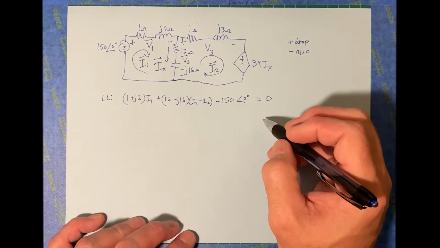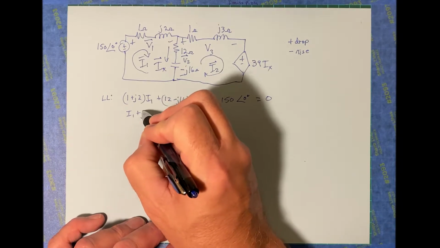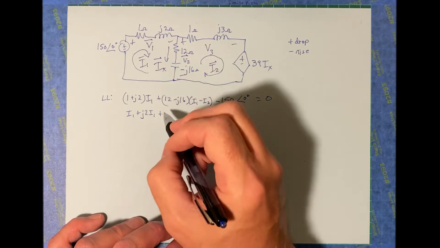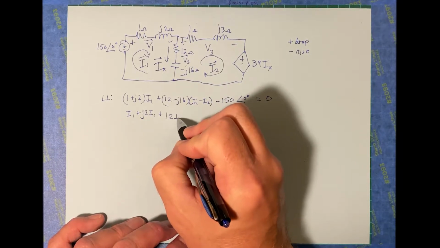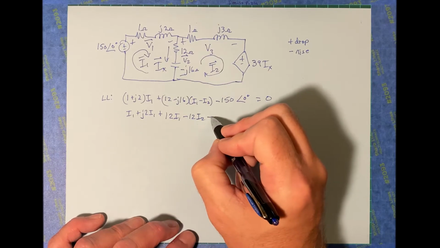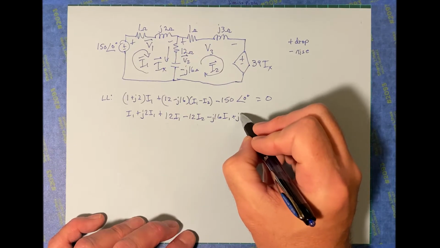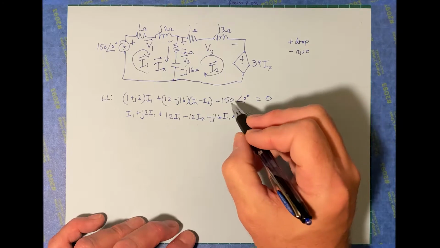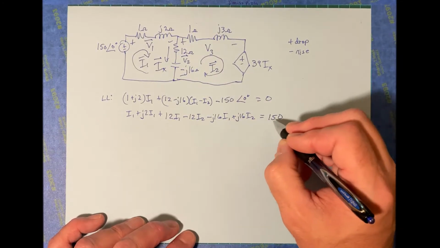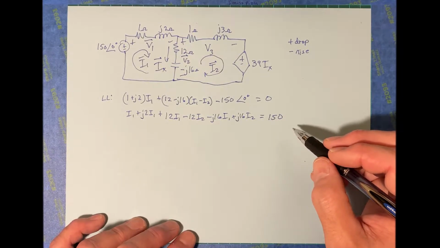Let's simplify this. I've got I1 plus J2 I1 plus, now I'm going to have to multiply through this, 12I1 minus 12I2 minus J16I1 plus J16I2, and we can go ahead and put this 150 on the other side. That's 150 angle 0, but we don't have to worry about the angle 0 at this point anyway.